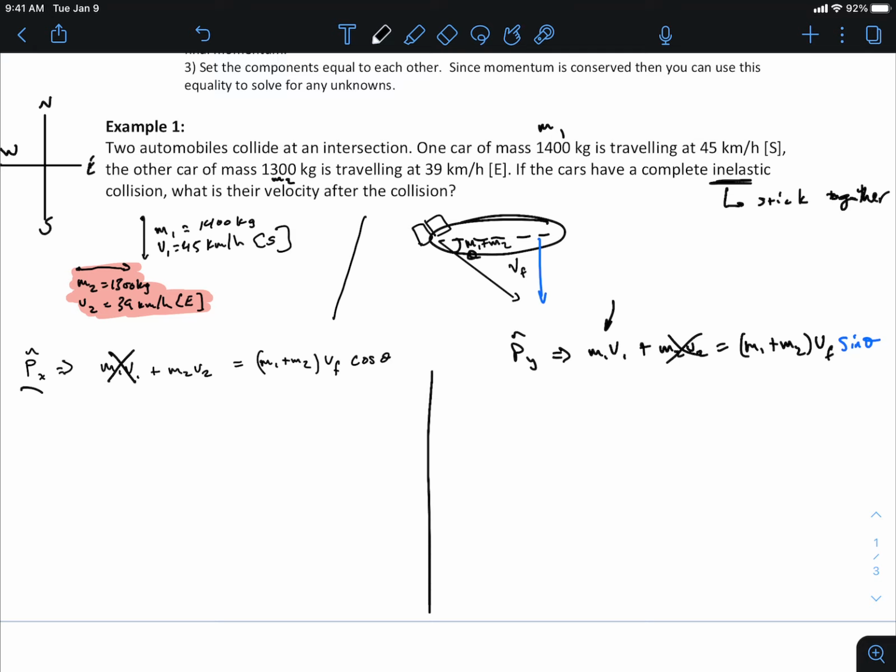Okay, let's do that. So m2, you guys know to be... I'm just going to substitute some numbers in. We need to multiply that by what its velocity is, 39, right? And that has to equal 1300 plus 1400. And then that's going to be multiplied against VF cosine theta.